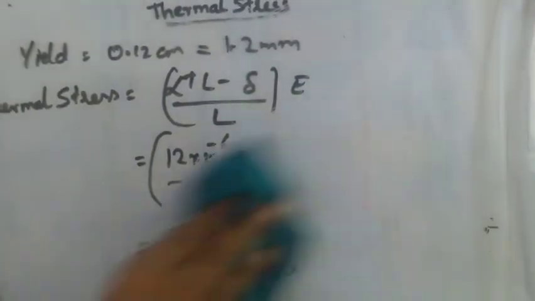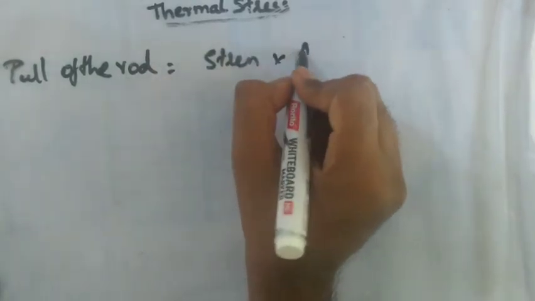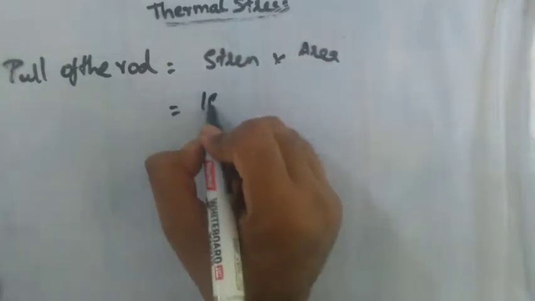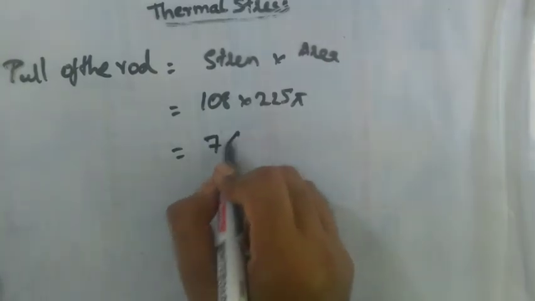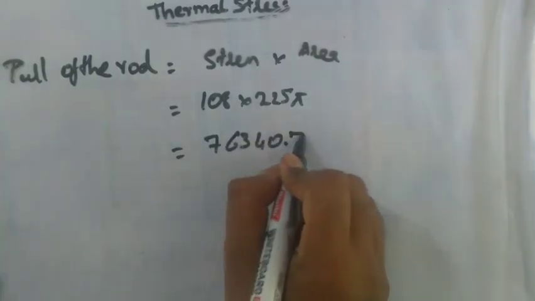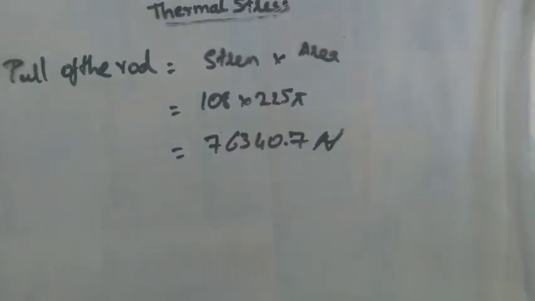Now we'll see the pull of the rod if the ends yield. Again, stress into area. We got stress as 108 into 225 pi, and we get 76340.7 Newton. This will be the answer. They will ask this in GATE as a 2 mark question. Sometimes they'll ask just for stress and give you 1 mark.